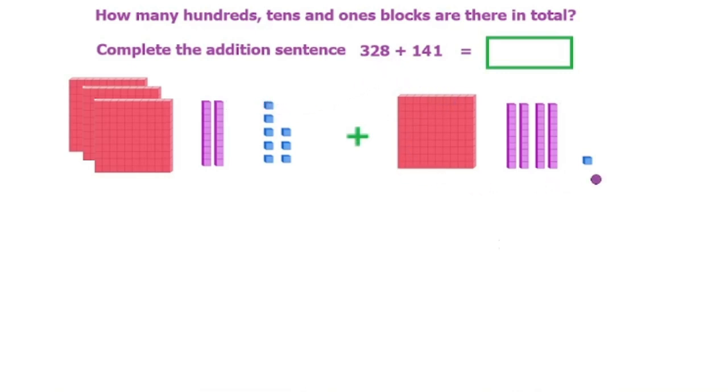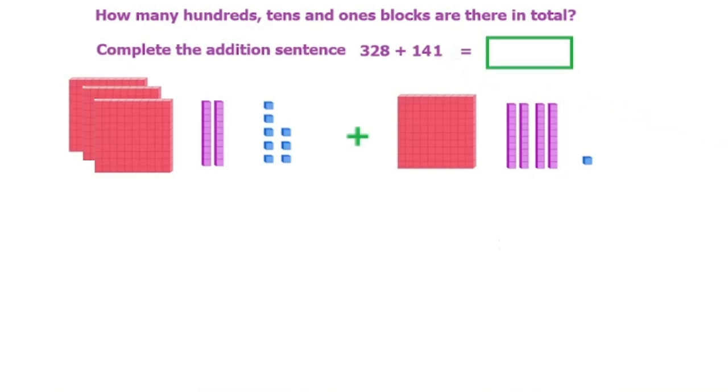Then for the next one, it's the same kind of thing. There's 1 hundreds block, which equals this 1 here. There's 4 tens blocks, which equals the 4 here. And then there's 1 ones block, which equals the 1 here.